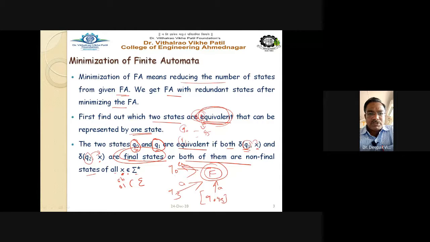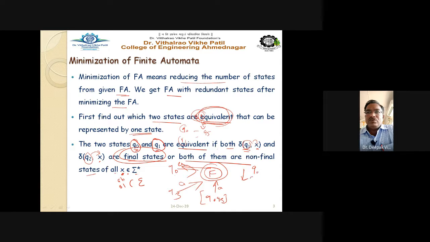On the same input, they can go to the final state. Getting this point, for equivalence we have to first find out, it is a very simple method. Steps are given. We just have to find out the equivalence class of the states, and the equivalent states, right? And once we find the equivalent states, we have to combine them, which means we are reducing the number of states.